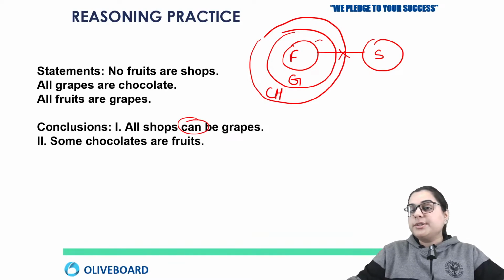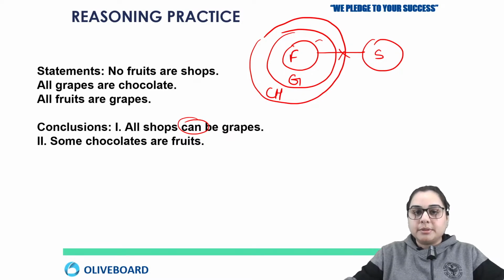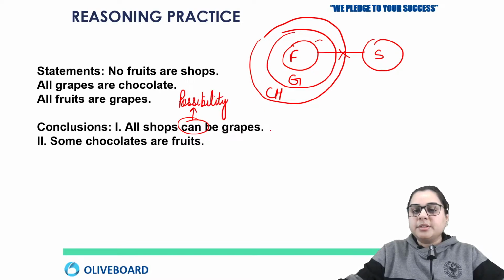When he uses the word can, he is asking whether all shops are grapes is a possibility. So this is a question of possibility. So all shops, can they be grapes? Yes, they can be grapes, although this is not happening in reality. But this can happen, and the word can suggests possibility. So in possibility, the first conclusion is correct. All shops cannot come in fruits, but all shops can come in grapes.